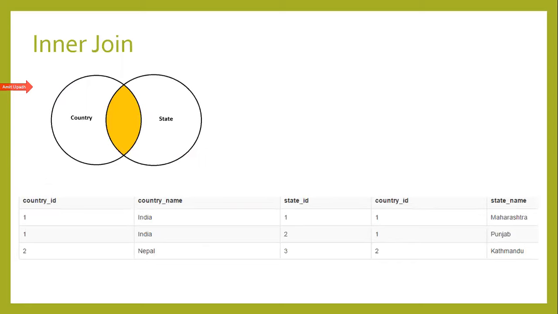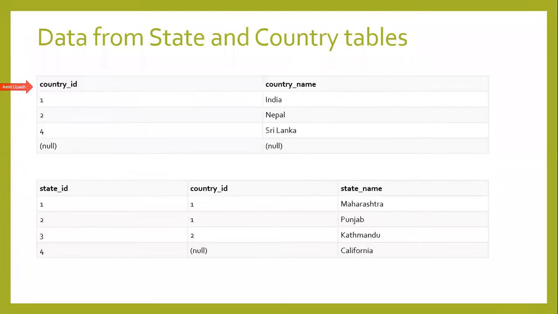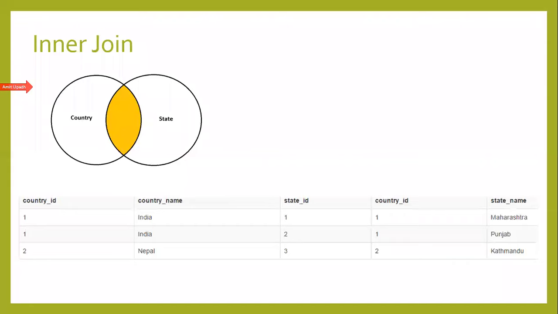So look at it, right? India, Nepal, and then Maharashtra, Punjab, Kathmandu. These entries are there in both of the tables, okay? So therefore they're showing up in the inner join. Inner join is probably the easiest of the joins. So you see India and Nepal, but you will not see Sri Lanka, you will not see California. Why are those two missing?